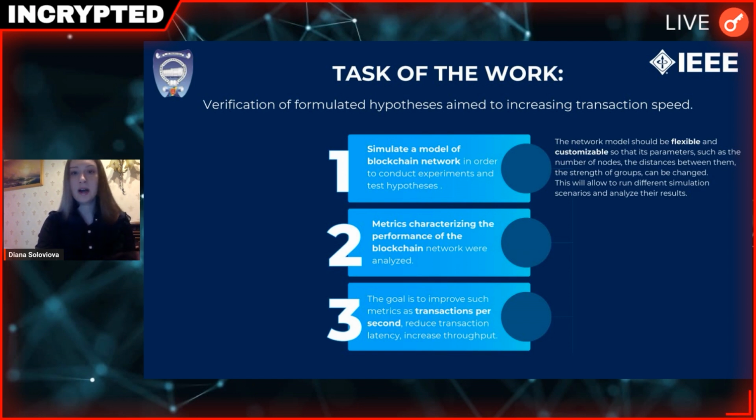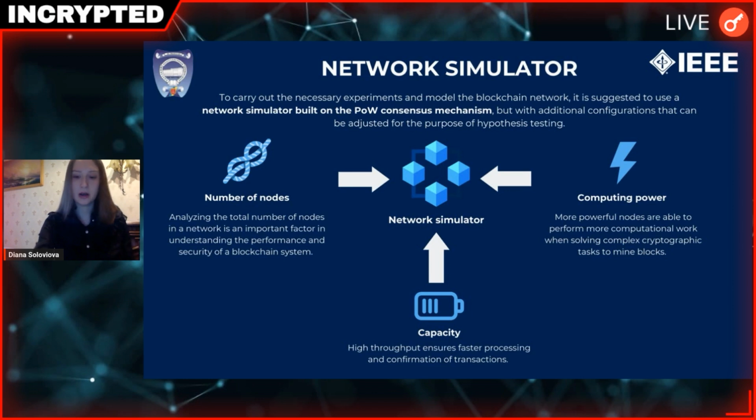Why? Because its parameters, such as the number of nodes, the distance between them, and the strength of groups, can be changed, and this will allow us to run different simulation scenarios and analyze their results. So metrics characterizing the performance of the blockchain were analyzed, and our goal is to improve metrics such as transactions per second and reduce transaction latency. The first stage of implementation of this idea is the creation of the network model, which will allow conducting experiments and testing hypotheses.